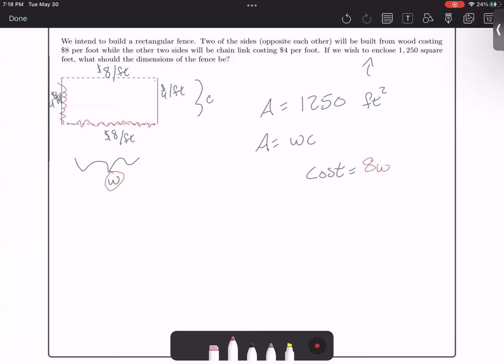I need to add 4 times whatever C is, and then I need to add another 8W, and then I need to add another 4C. So my cost, I guess I don't want to use C because C is already spoken for. It's my chain link dimension. My cost is equal to 16W total plus 8C.